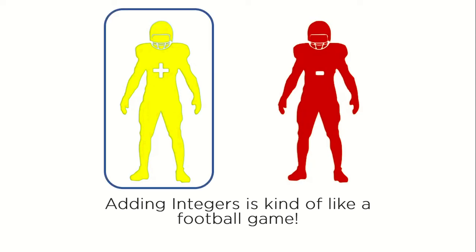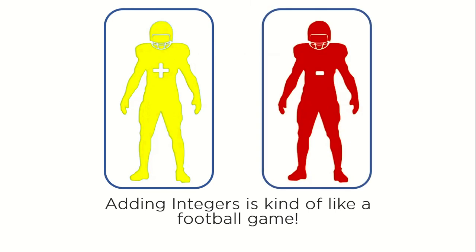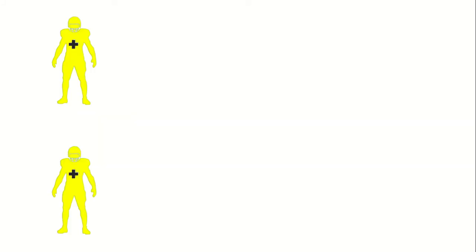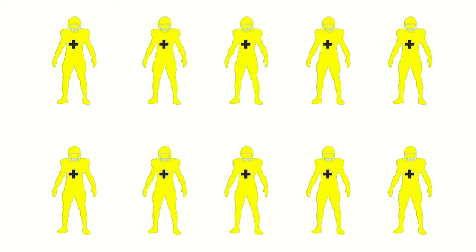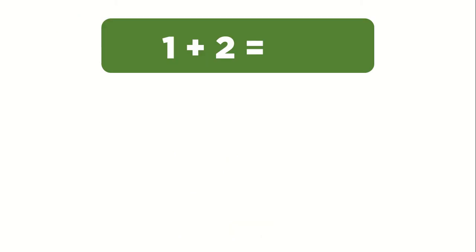We will consider two teams here, the yellow team and the red team. One yellow member can be represented by a positive, and one red member can be represented by a negative. If we focus on our yellow team, if we add more, there will be more members in the yellow team. Same with adding integers.